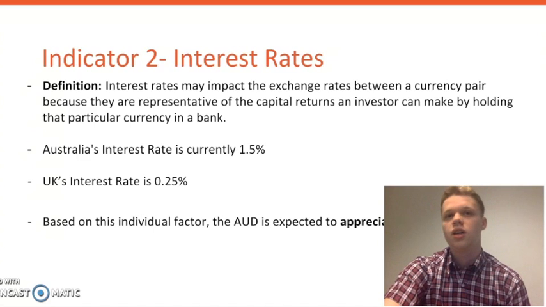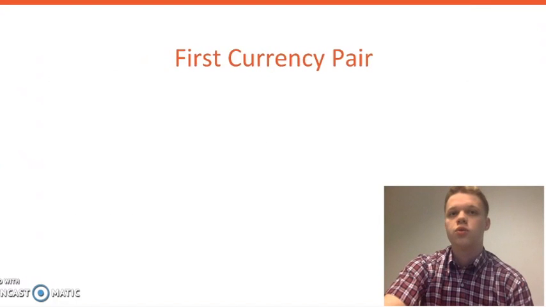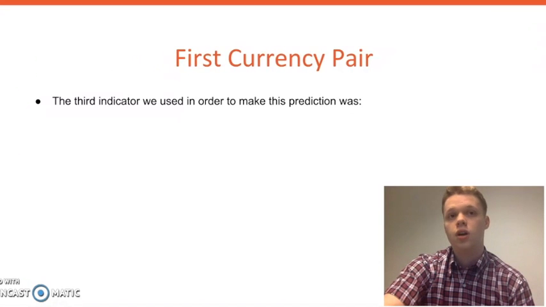Using this indicator, it can be seen that interest rates will attract more demand from foreign investors for AUD than the GBP. Thus, it is expected that the AUD will appreciate against the GBP. The third indicator which was used in making our predictions was comparing the economic growth rate of Australia and the UK.